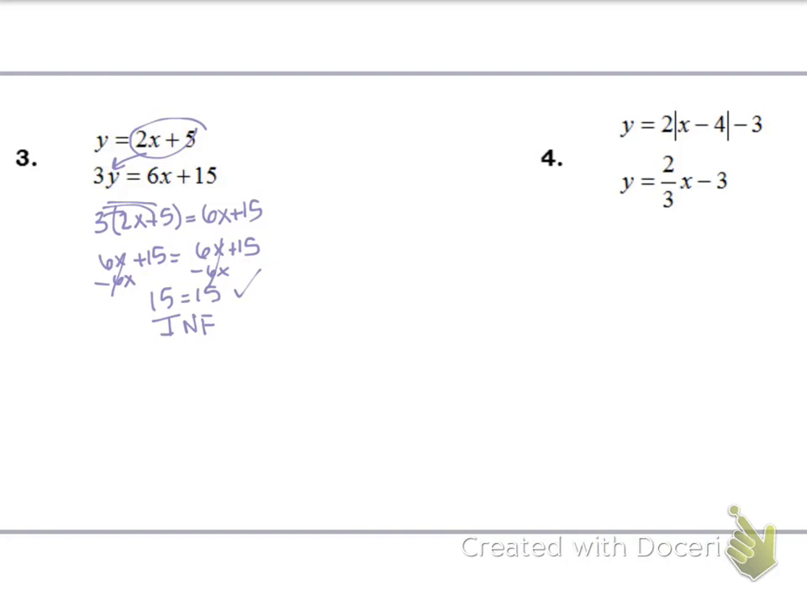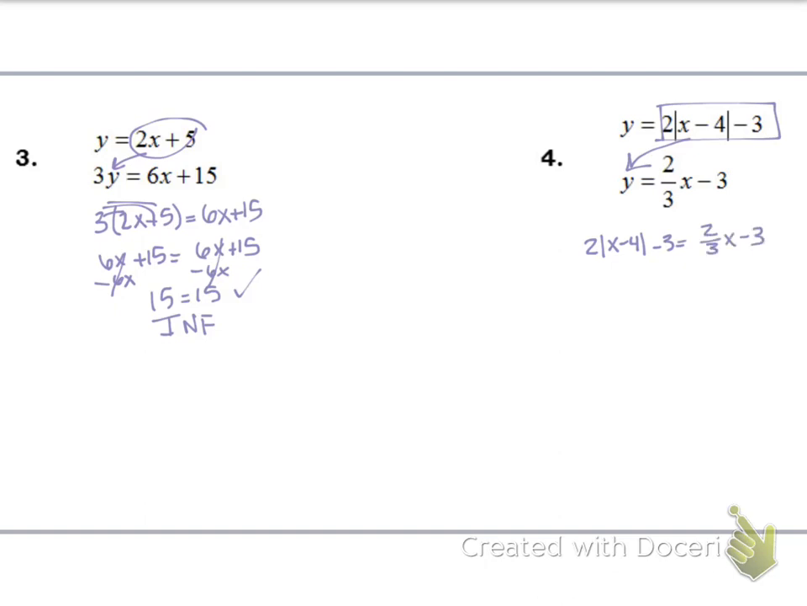Okay, my next one here. I cannot use elimination because now I'm throwing in this absolute value bar. So I'm replacing one of the y's. So what I'm going to do is take this and plop it in for the y. If I use parentheses, it's not going to distribute anything, so I'm just going to leave it like it is.